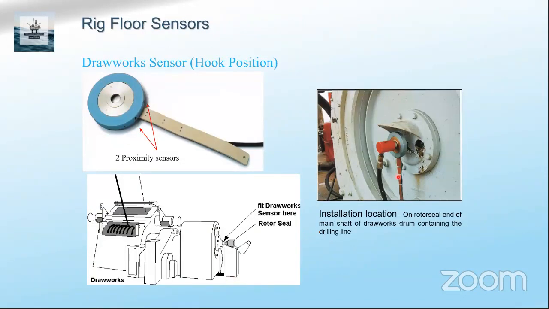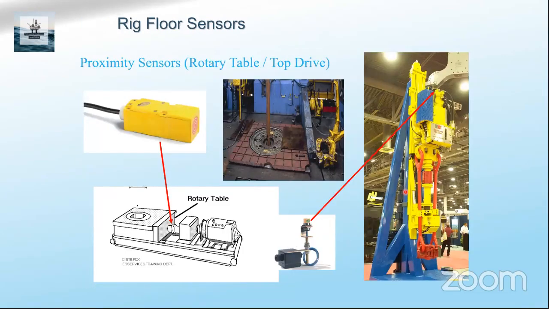Drawworks, I think we have covered it. I'm not going into the details. In the drawworks, this is the place we call the rotor cell. This is the sensor. If you have to install on the rotary table, this is where. But nowadays it's all in the top drive, so you don't have to really worry about it. You get it. These are still the deadline sensors.